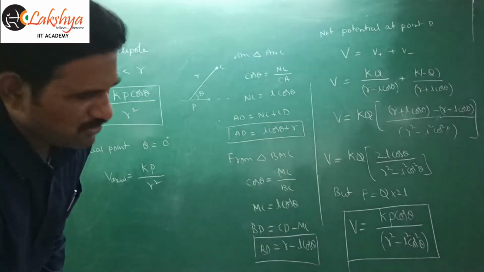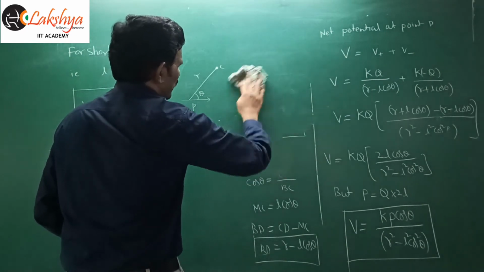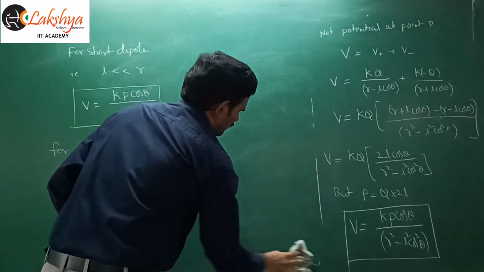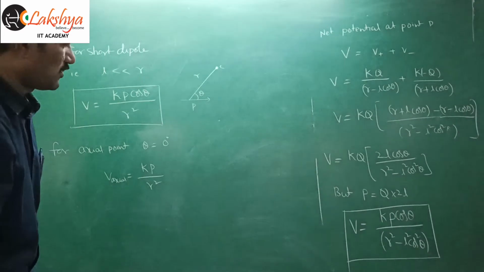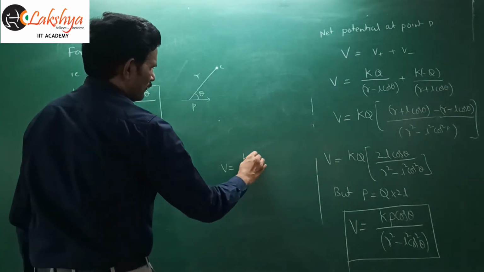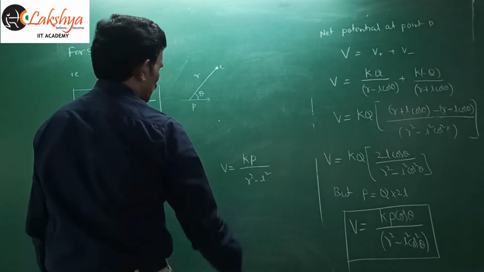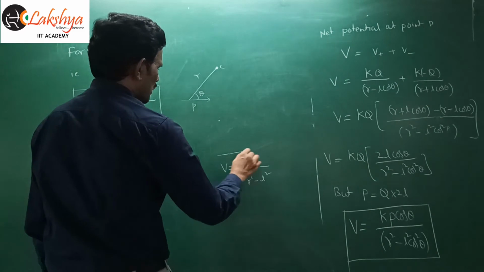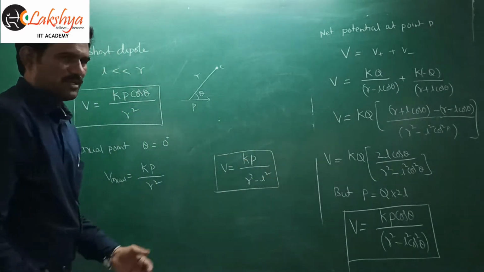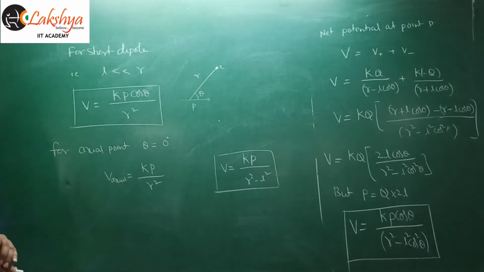Even for the long dipole, if you want to write, you can substitute theta value 0 directly in that expression. So this is the general dipole I am writing here. Then you can write this expression as Kp by r square minus L square unit. If it is not a short dipole, then r and L are comparable. If it is a short dipole, then we can directly write like this.